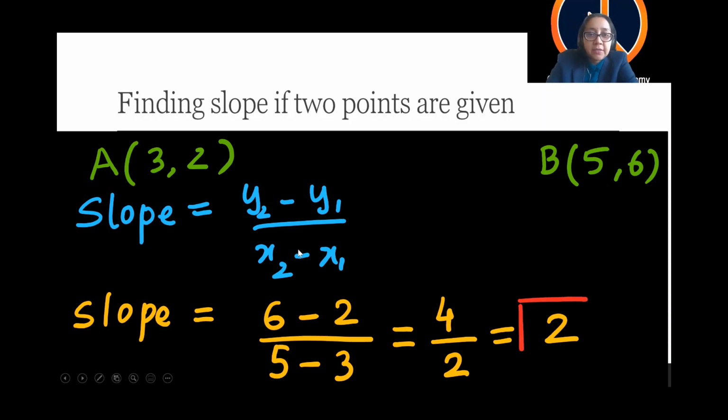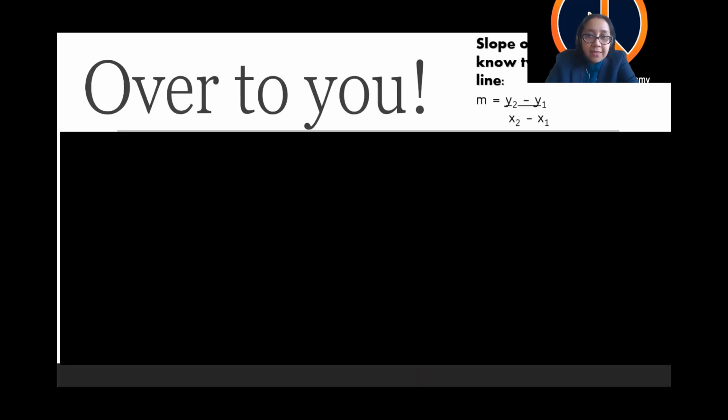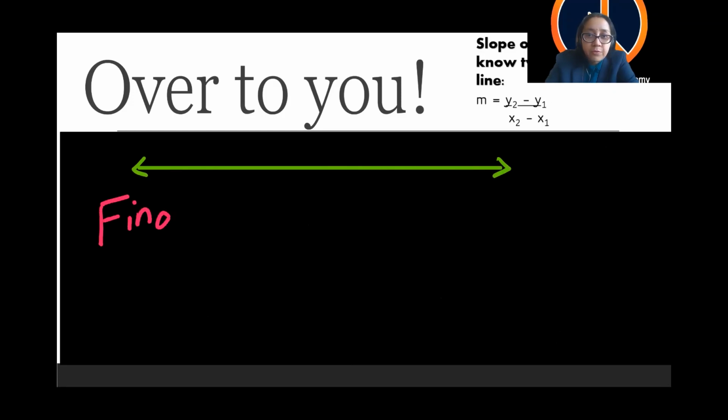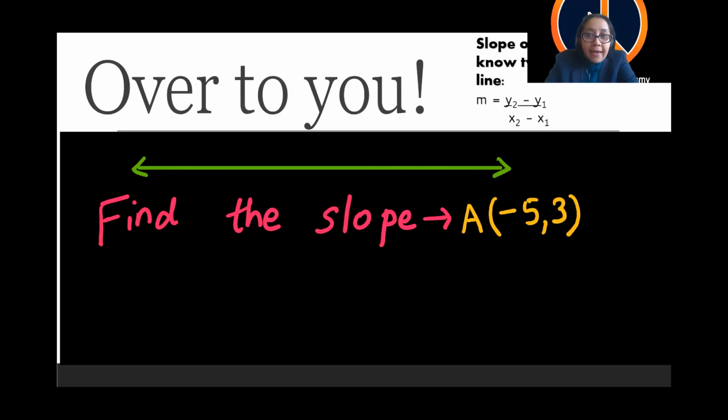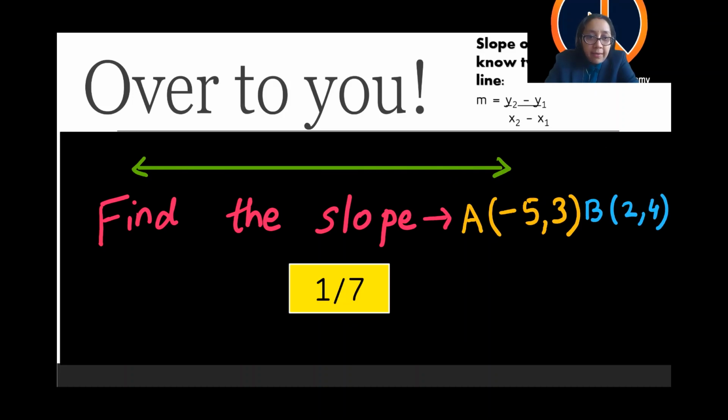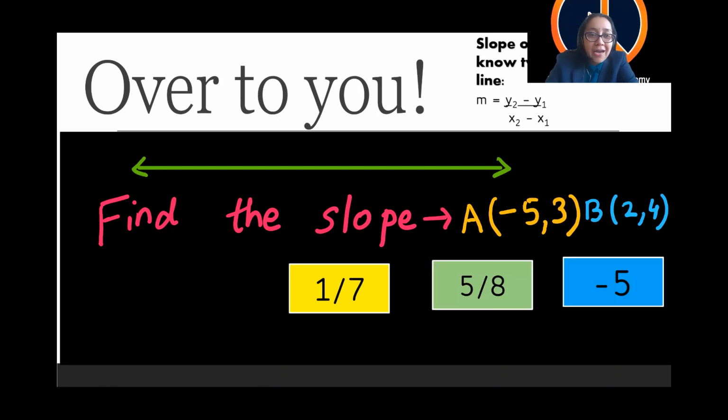Okay, let's proceed. So this one was the slope of this particular line where we know only the two coordinates. Now, let me see your understanding. You are given a line segment where you have to find the slope, and the 2 points given are A minus 5, 3 and B as 2, 4. Okay, now the options given are 1 upon 7, 5 upon 8 and minus 5. Your time starts now.